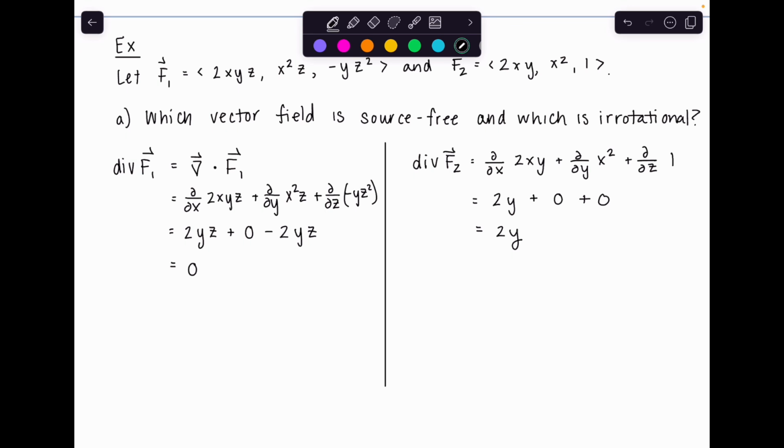So between these two vector fields, the one that equals 0 is source free. So vector field 1 is source free.